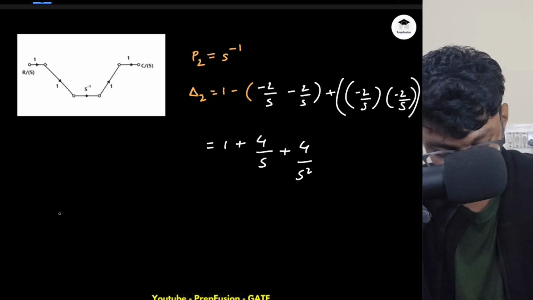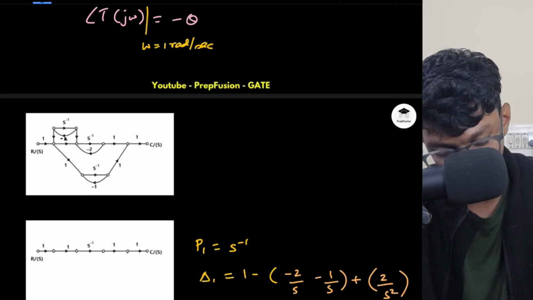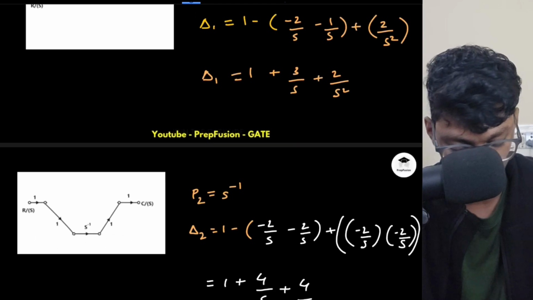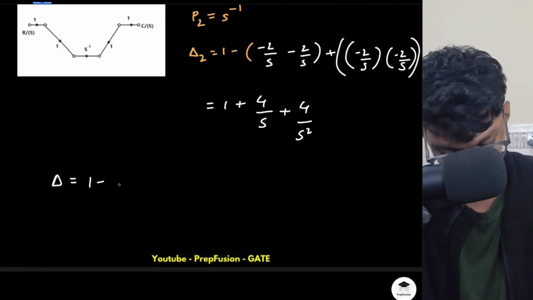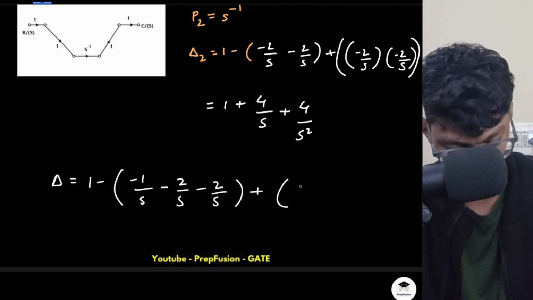Now what is the delta? Delta simply includes all the loops. If I include all the loops now, then these three loops are there. These three are non-touching as well. So it will be minus 1 by S, minus 2 by S, minus 2 by S, and individually also they are non-touching.